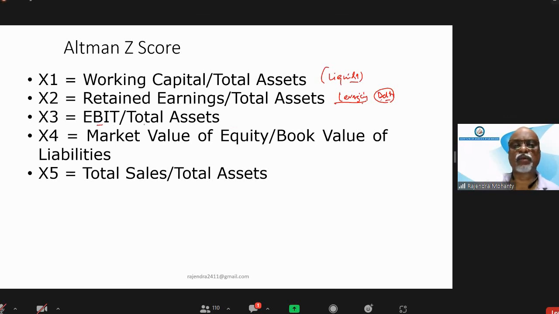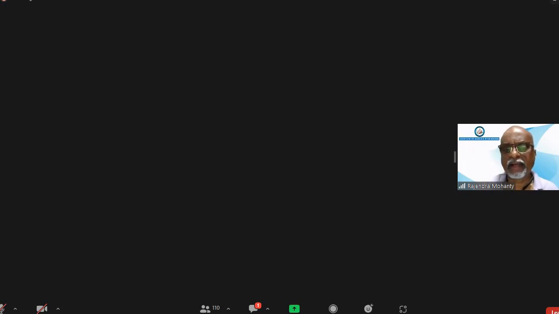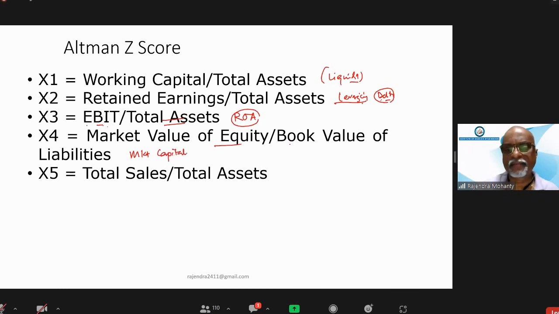Third is EBIT to total assets. EBIT is earnings before interest and tax. So out of total assets, how much we are earning. We can call this the return on assets. The fourth one is market value of equity to book value of the liabilities of the company, so this picks up market capitalization. And the fifth one is total sales to total assets, which is nothing but your asset turnover.